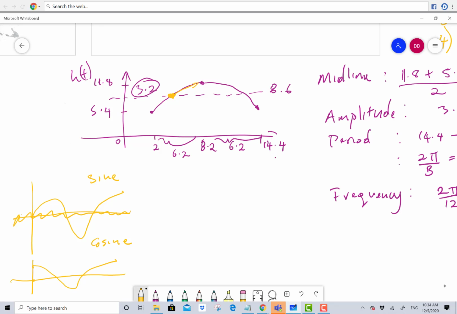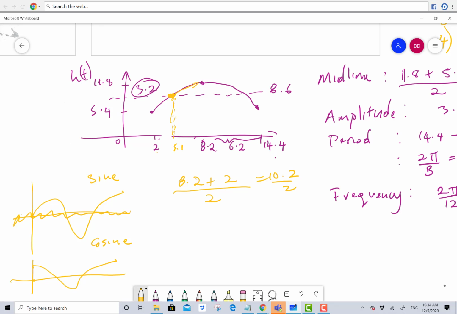So using that, I know right here where the midline is, this must be the midline as well, or the mid between the 2 points of 2 and 8.2. So if I want to find the mid distance between 2 and 8.2, I could do 8.2 plus 2 divided by 2. That's going to be 10.2 divided by 2. So this value right here is going to be 5.1.